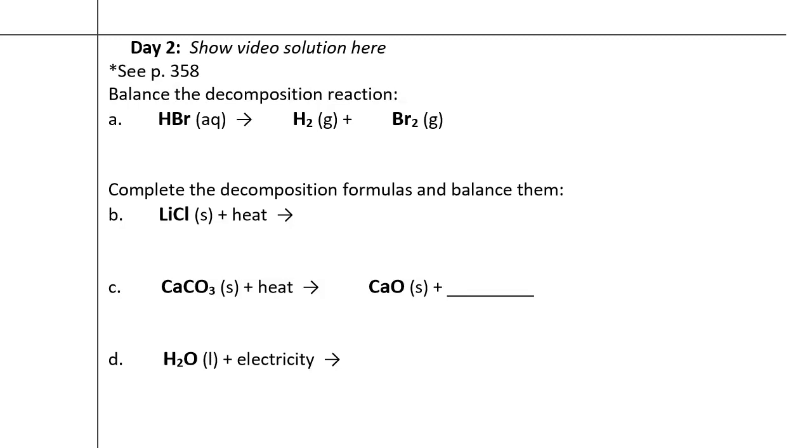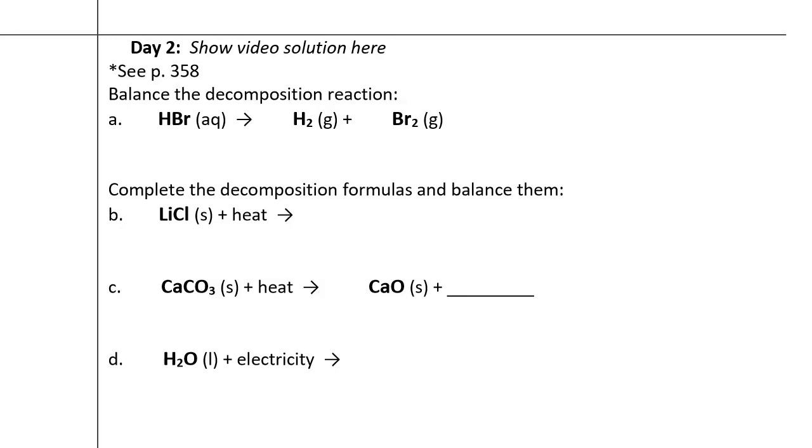Here is the answer for the day 2 Bellwork. Balance the decomposition reaction. On the reactant side, there is one substance. And then after the arrow, notice how that one substance has split up into two products. That's what decomposition is, starting with one compound, splitting it up into two components.